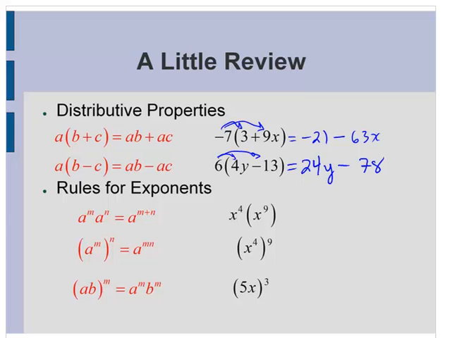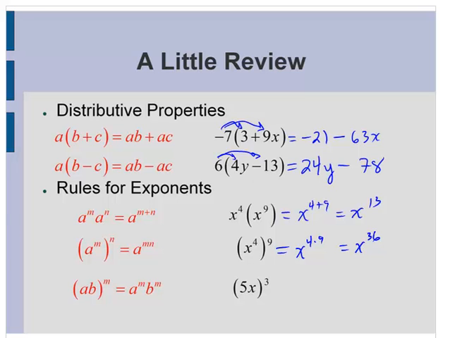Some rules for exponents. If we had a to the m times a to the n, that's a to the m plus n. So x to the 4th times x to the 9th is x to the 4 plus 9, or x to the 13th. A to the m to the nth power, power to a power, you multiply the exponents. So x to the 4th to the 9th is x to the 4 times 9, is x to the 36th power.